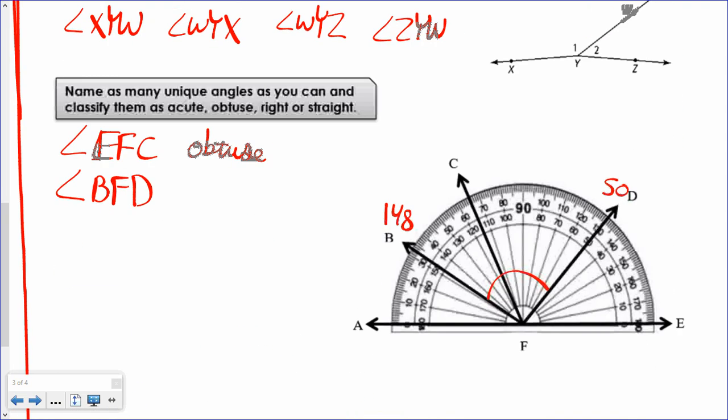Pick either of those, whether you want to go left or right, doesn't matter, but then to actually find the measure of the angle, subtract. So what's the measure of that angle? Is it acute, obtuse, or right?